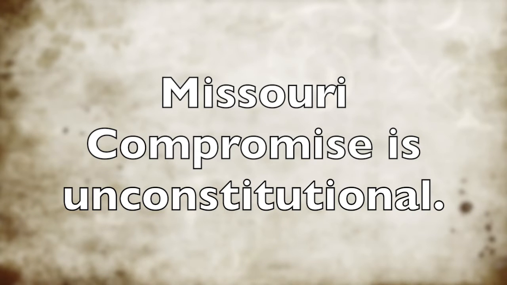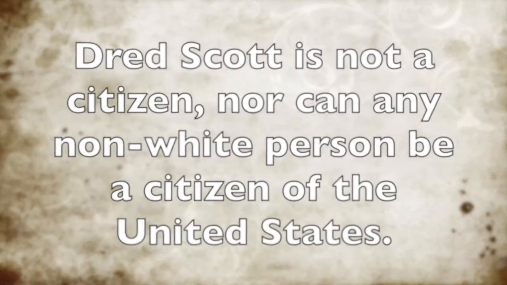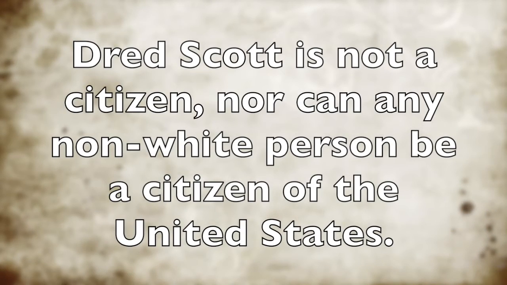And then the third part of their decision was that Dred Scott is not a citizen, nor could anybody in the United States be a citizen unless they were Caucasian. And these were the 3 parts of the Dred Scott decision.